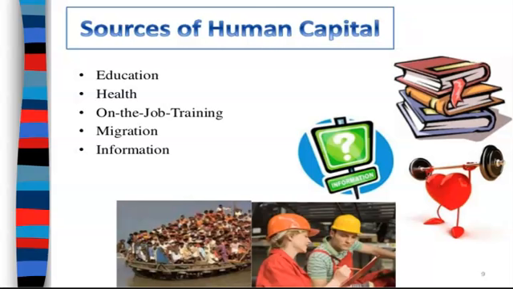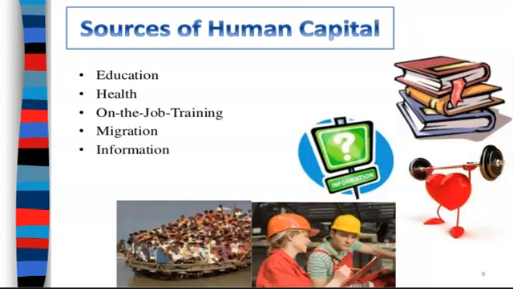Some of those different things that they can help is those sources of human capital. We talked about human capital when we talked about those 4 factors of production. Some of those sources of human capital include the education of their workers, giving them new skills, the health of their workers. I mean, you can't be very productive if you're home sick, on-the-job training, and also migration and information can all be sources of human capital.